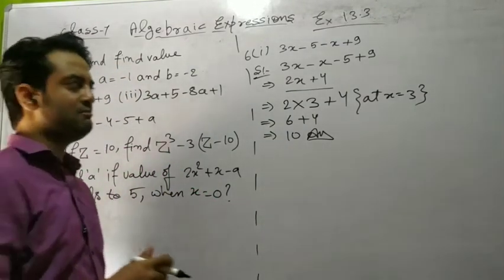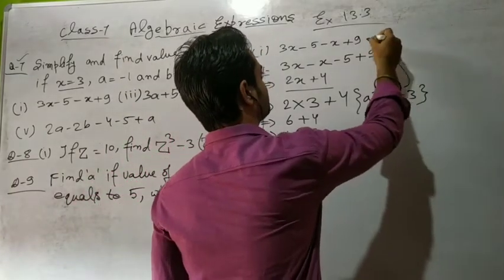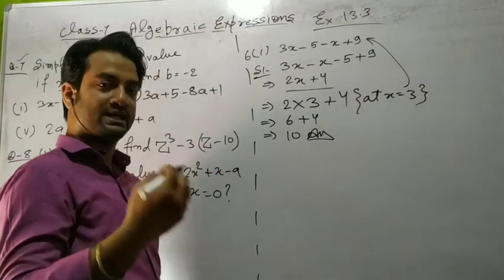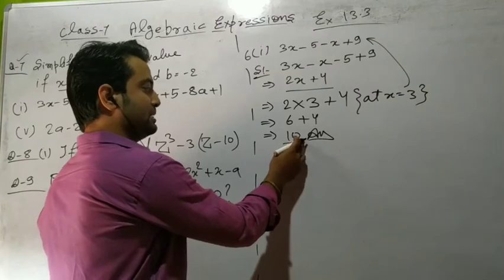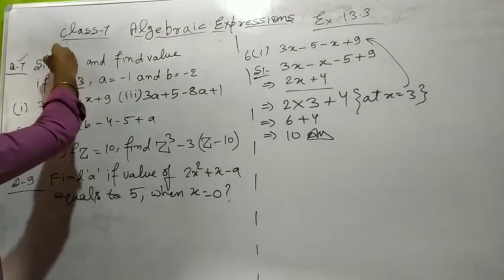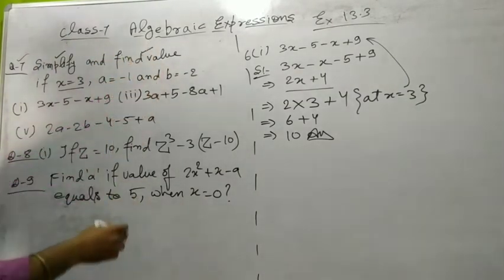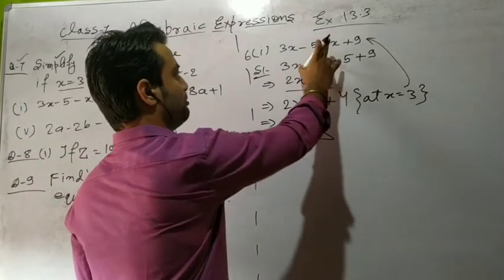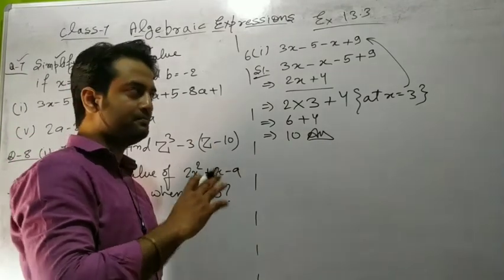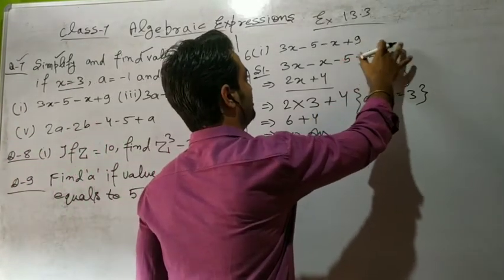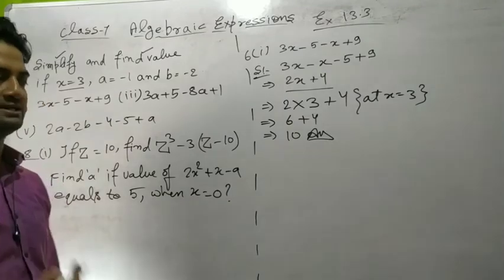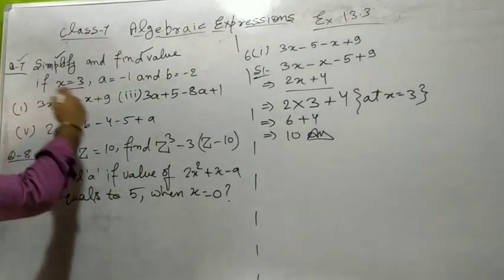Now think, what if we directly put the value of x here? What will happen? Will we still get the answer same? Yes, we will still get the answer 10, but then we will not follow what question is asking us. Question is asking us first to simplify and find value. So without simplifying, if you directly put value, then your solution cannot be considered completely correct, because we always have to follow the instructions given in the question, not more, not less. Now, sorry, this was the 7th question.